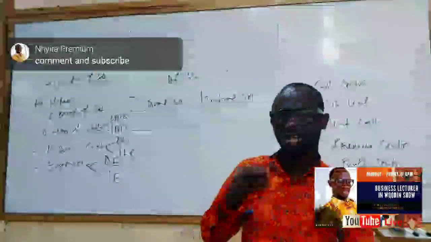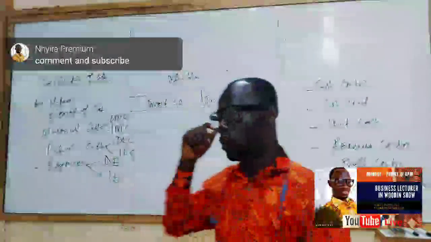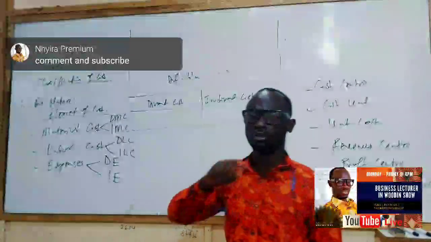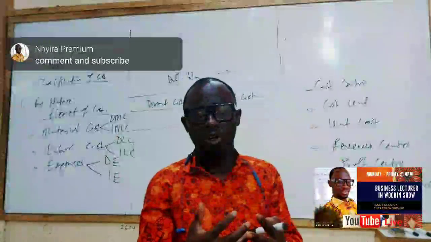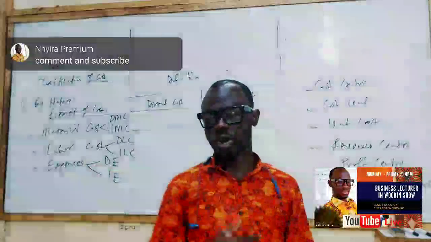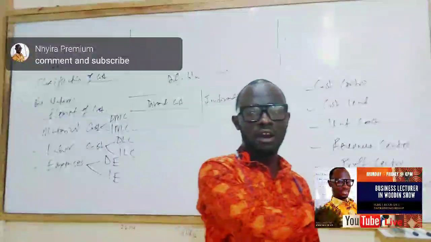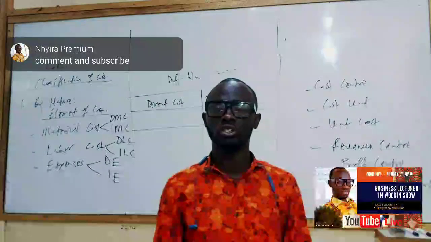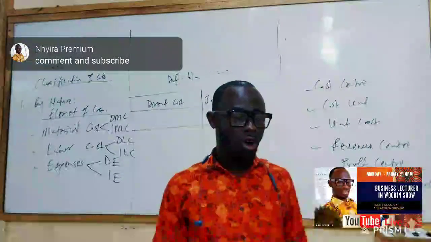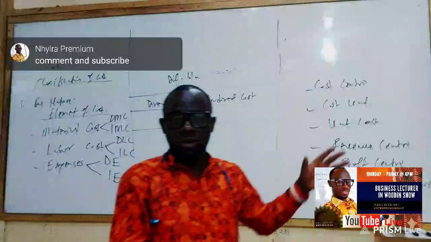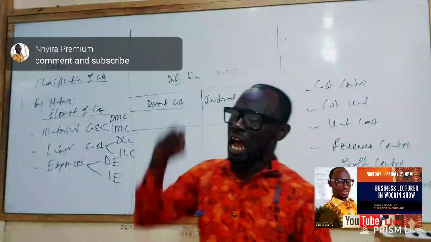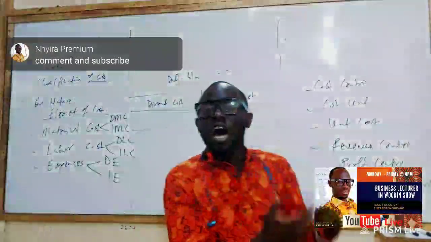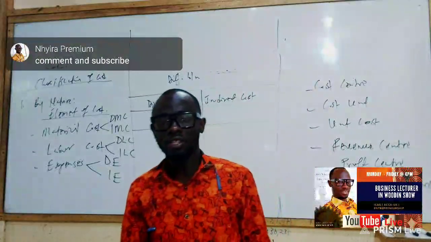Then another difference between direct cost and indirect cost is that direct costs form a greater proportion of the total cost of a product or a process, whilst indirect cost takes a lesser percentage of the total cost of a product or a service. So if you are looking at the total cost of my furniture, you realize that the direct component of it will be far greater than the indirect component.